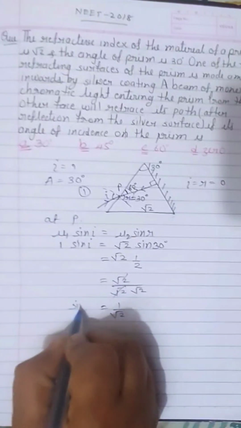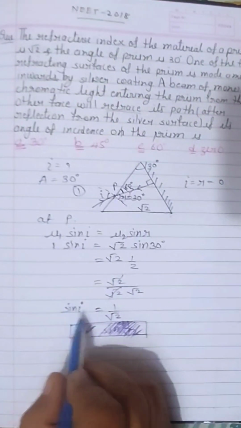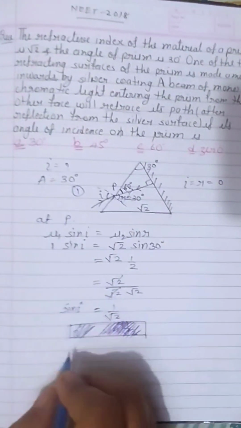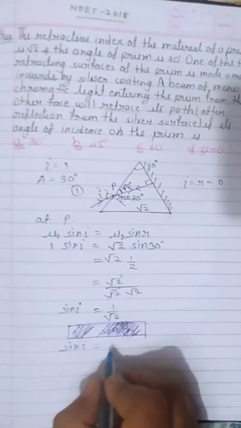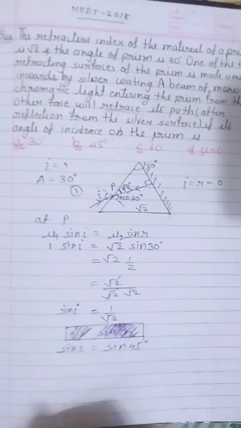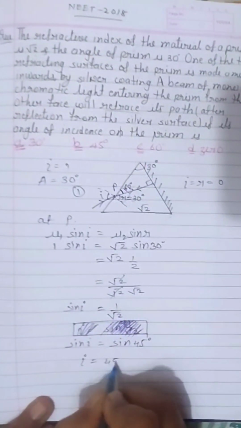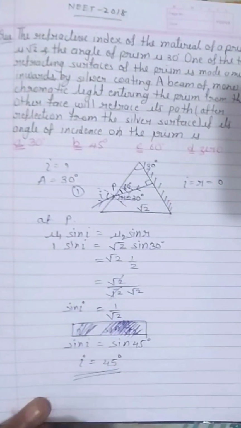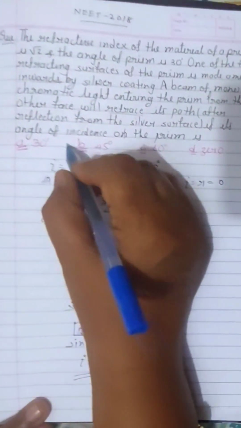So sine i is equal to √2 multiplied by 1/2, and 1/2 can be written as 1 by √2 times 1 by √2, so one √2 cancels, so it is 1 by √2. And here we have sine i. Now sine 45 is 1 by √2, so we can write sine i is equal to sine 45. So what is the angle of incidence? It is 45 degree. So our option B is the correct answer.